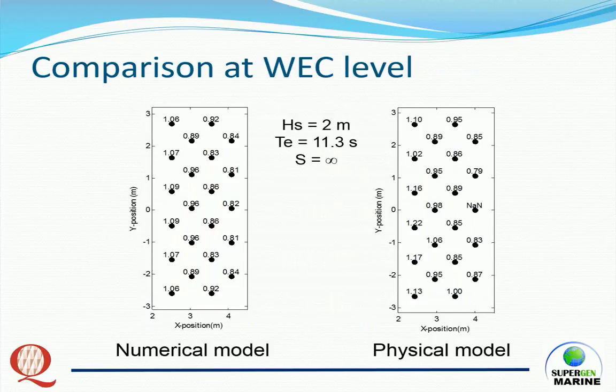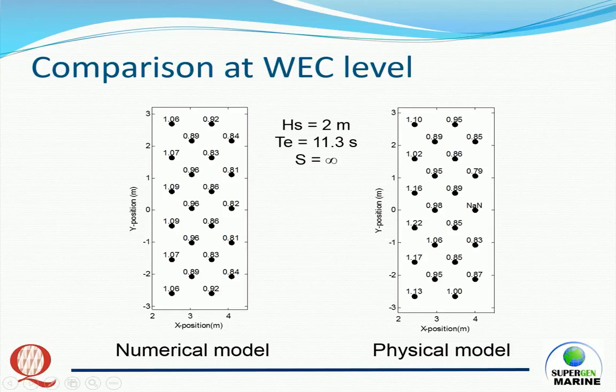If you look at the numbers on the left-hand side, they tend to be just above 1, as you find the first row in a wave array tends to capture more than the isolated device on its own. And then it dies away as you go towards the right-hand side. So in this case, the waves are coming from the left-hand side. Just one thing to note here, the numerical model is nice and symmetrical as you would expect because we haven't added any kind of perturbation associated in the y direction.